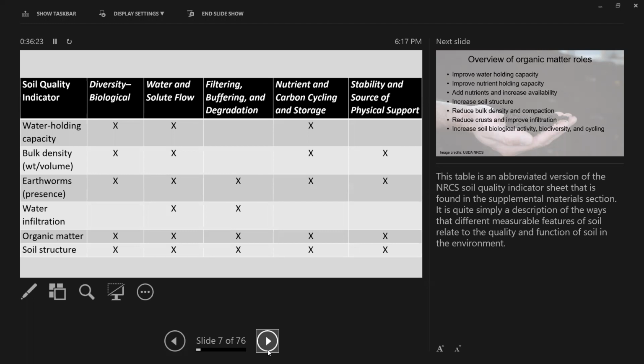Our soils are part of the nutrient and carbon cycling and storage, and then stability, a source of physical support for your plants. So when you look at this little chart, water holding capacity is going to be diverse, biological, it's going to have the water flow, and a lot of nutrient carbon cycling. Bulk density has everything but the filtering. So earthworms present, water infiltration, organic matter, soil structure, all of those things go together to indicate the overall structure and quality of the soil that you have.